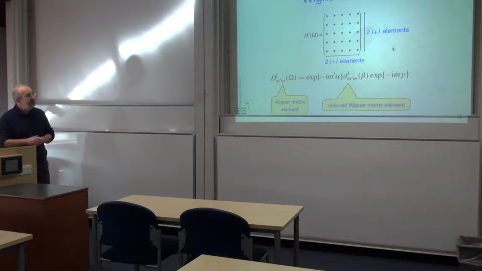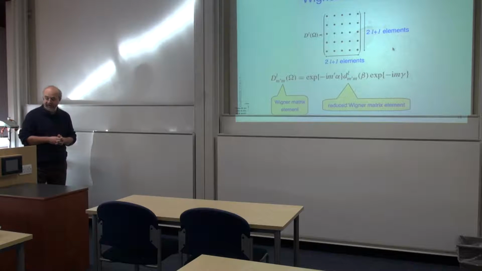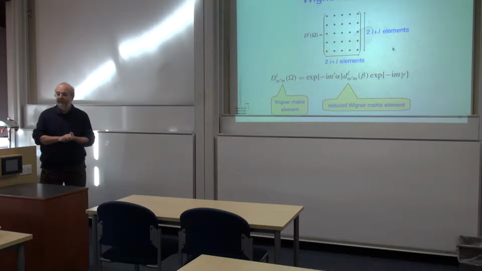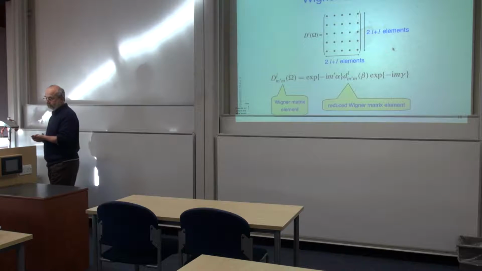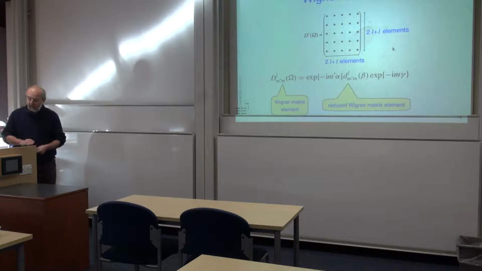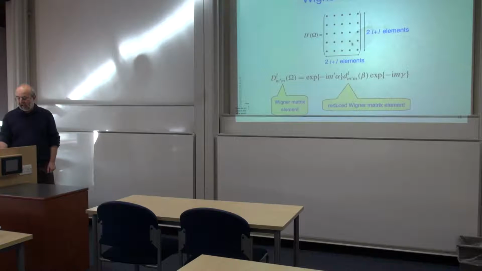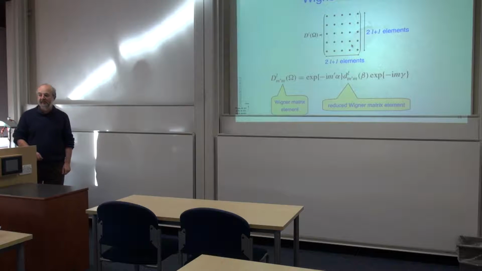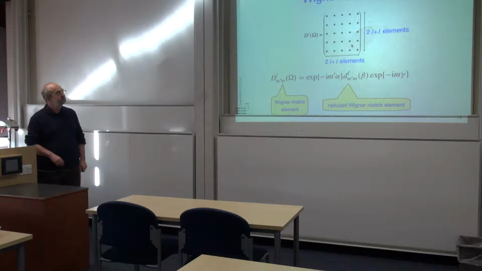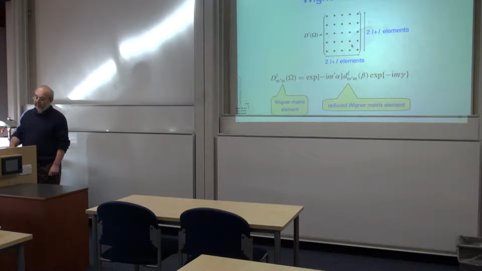So let's have a look at these Wigner matrices. These are the magic matrices which rotate spherical tensors. And they always have the same form. So this might be a Wigner matrix of rank L. Since a spherical tensor of rank L has 2L plus 1 elements, the Wigner matrix is 2L plus 1 times 2L plus 1. It's a square matrix, 2L plus 1 on each side. And each of these elements is a complex number.